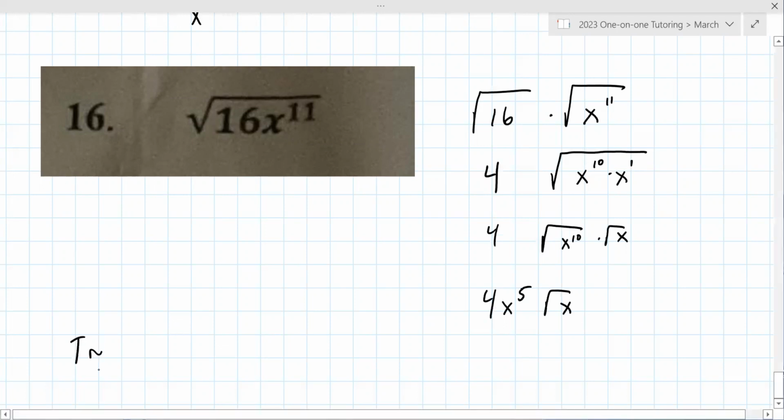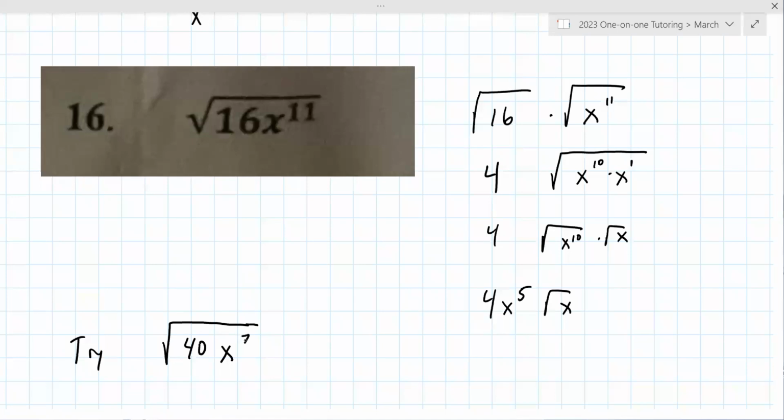So why don't you try the square root of 40x to the seventh, which is kind of a mixture of 15 and 16. All right.